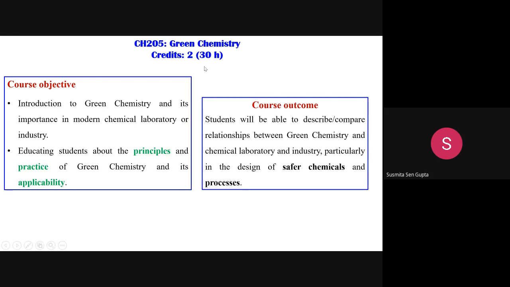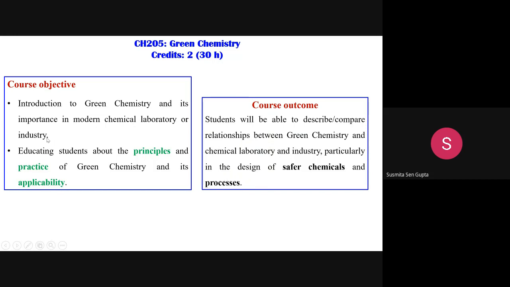Now what is green chemistry? This is very new for you, I know, because at BSc level there is no green chemistry paper. Then what is the course objective? That is an introduction to green chemistry. The word introduction is given because you have not studied it before. Introduction to green chemistry and its importance in modern chemical laboratory or industry.